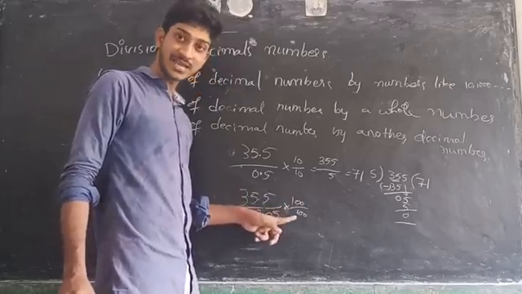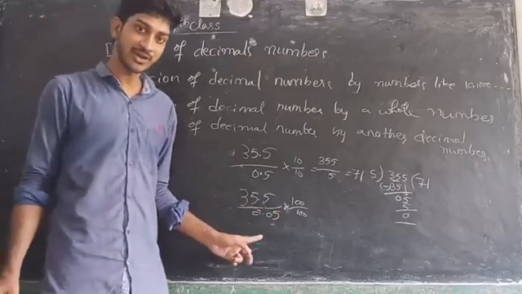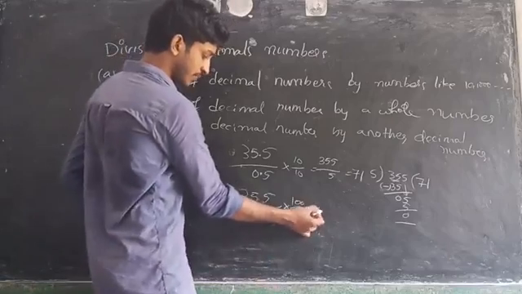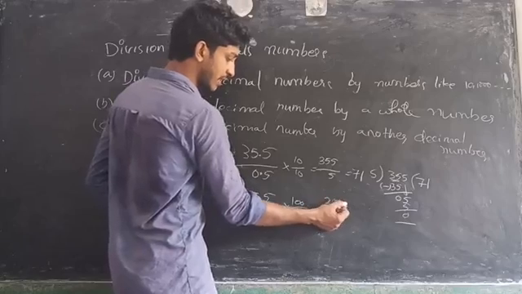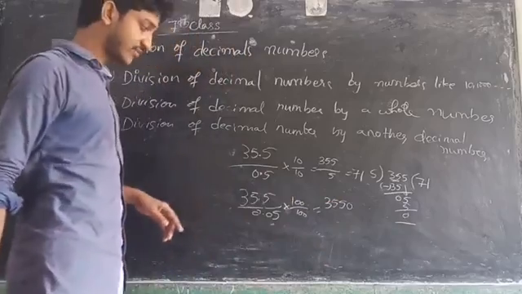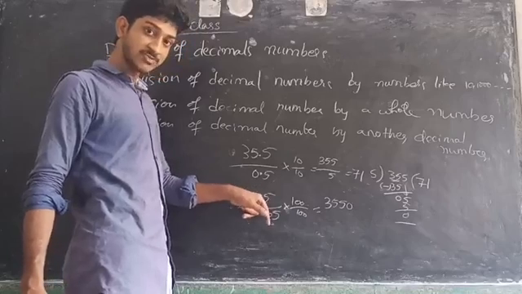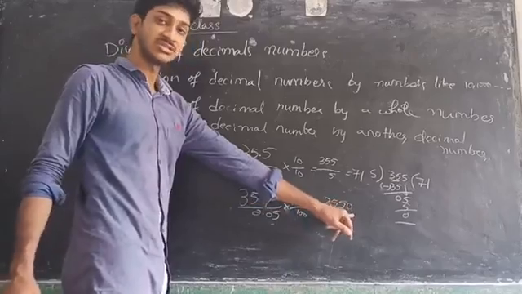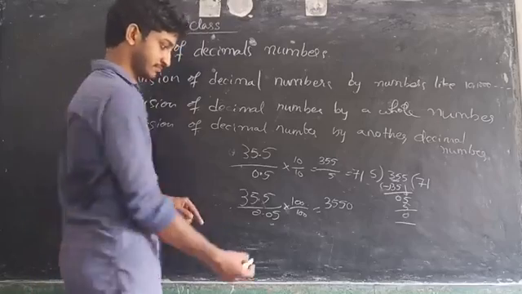If you multiply with 10 by 10, 0.05 into 10 is equal to 0.5 only. That's why I am multiplying with 100. So 35.5 into 100 is equal to 355 and after that a 0, 3550. How? Here after the decimal point 1 digit, here 2 digits, 2 zeros. That's why only 1 zero is added. 1 zero is cancelled by 1 decimal point.